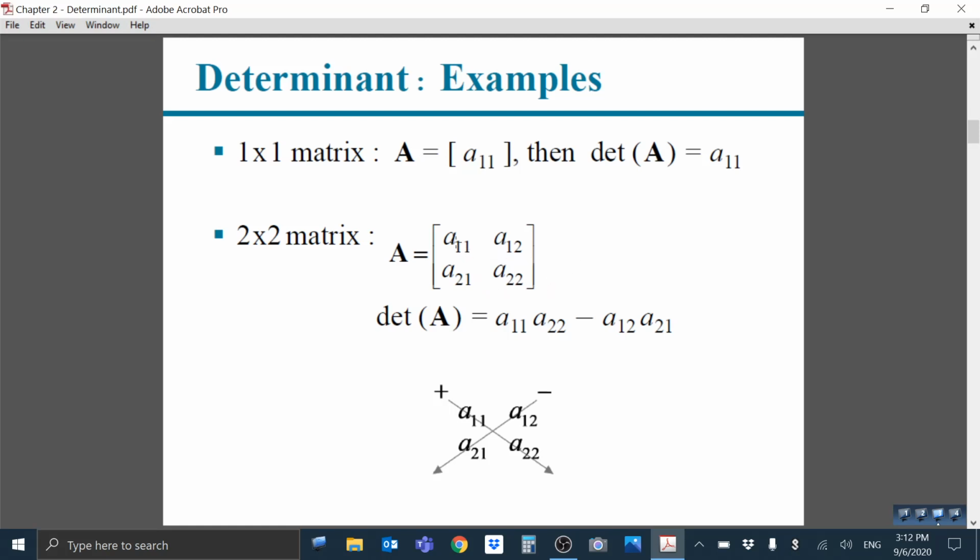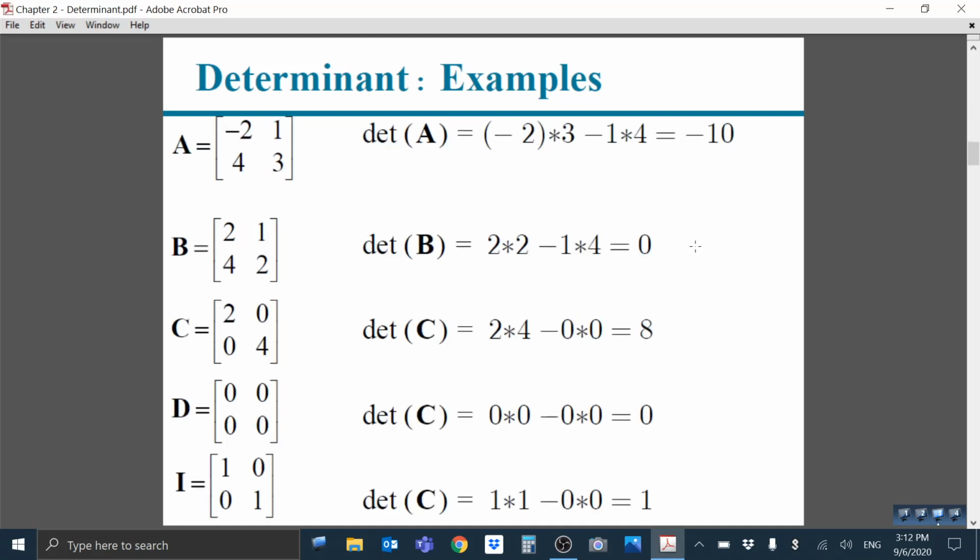So the determinant is just A11 times A22 minus A12 times A21. That's it for square 2 by 2 matrices. Very simple to compute the determinant. A couple of examples. I have a matrix here, A. So the determinant will be negative 2 times 3 minus 1 times 4. Compute all this, and the determinant is negative 10. So I know immediately that this matrix A is invertible because its determinant is different from 0.